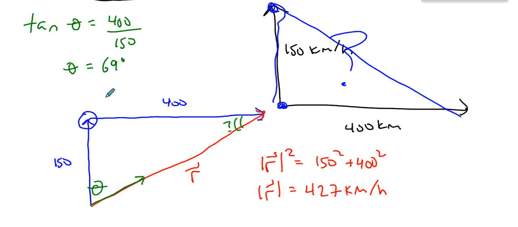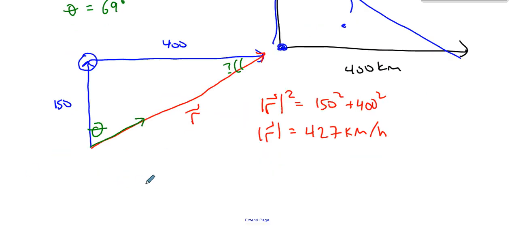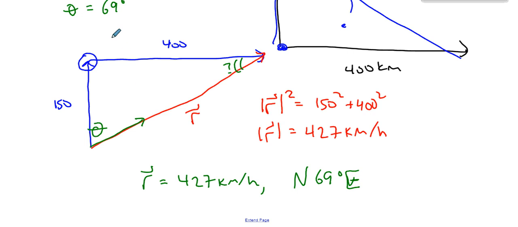So I would describe vector r as a vector with magnitude 427 kilometers per hour. And the direction is north, 69 degrees west. Nope, east, my bad. I'm really bad at east and west. And again, it's because if you go due north, that's more appropriate than going south.